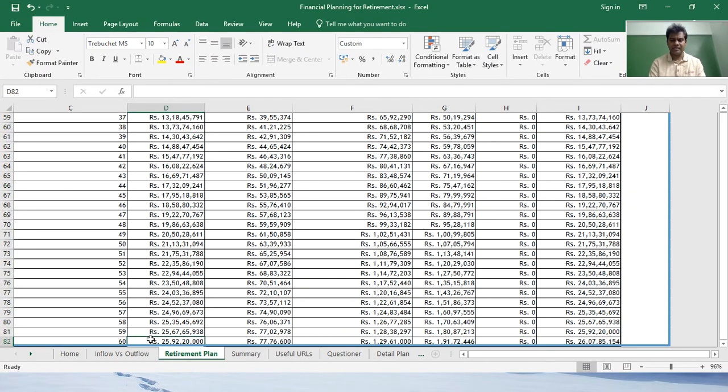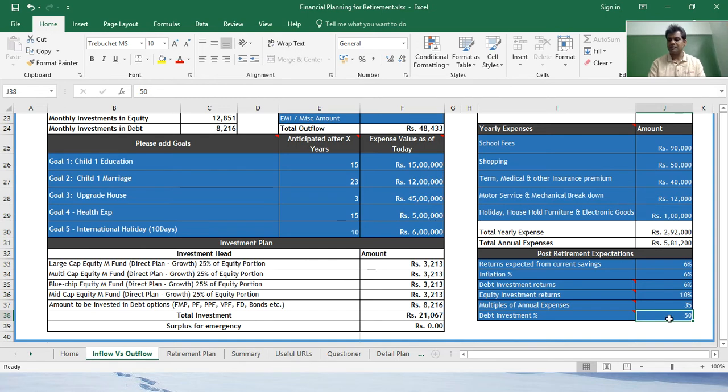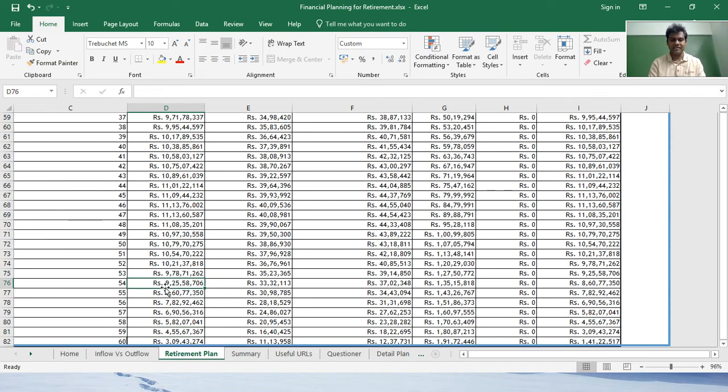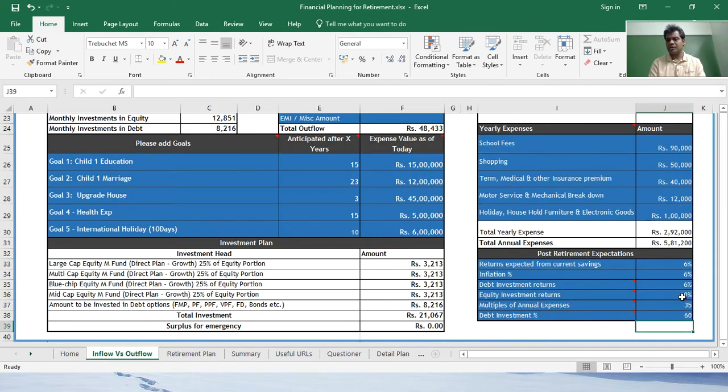So now look at it, it is telling you can survive for 60 years. Now if you want to change the inflow again, as I mentioned, somebody wants to go 60% in debt. If you go with 60% in debt, you can still survive for 60 years, but almost you will be over with the entire money you have.